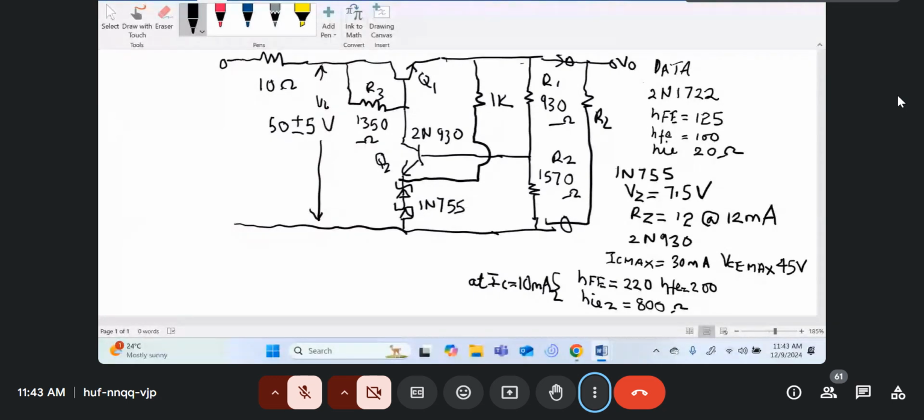So you're told to find out: problem number one is find the output voltage when the input voltage is 50 plus 5 volts, and when the input voltage is 50 minus 5 volts. Hence, find the stability factor SV.